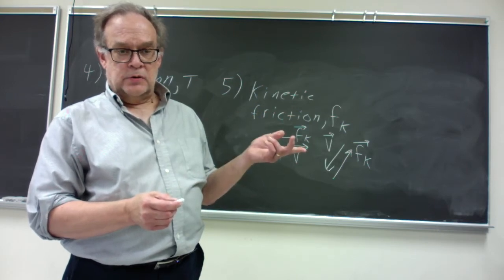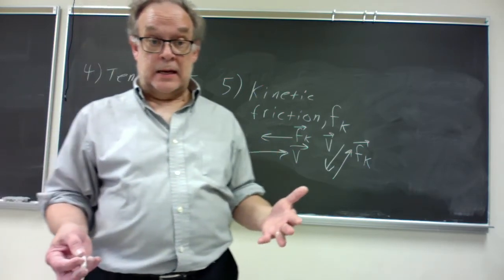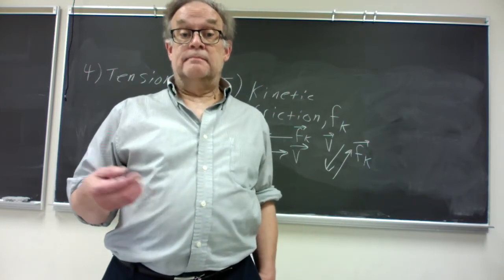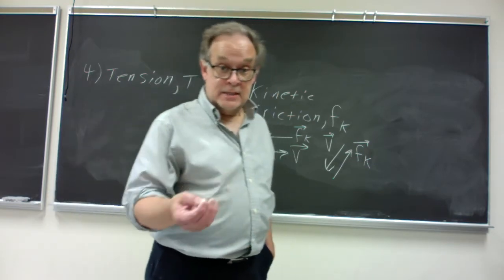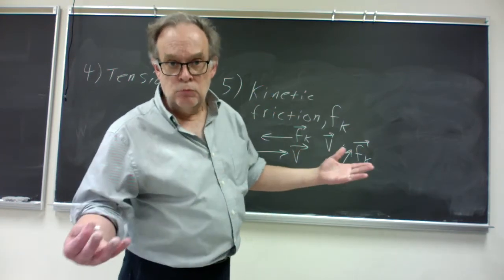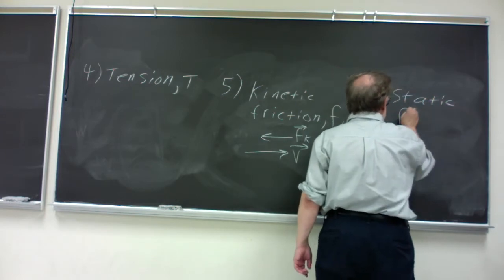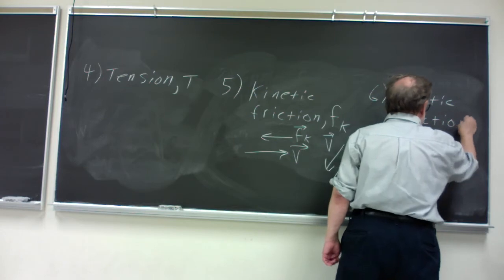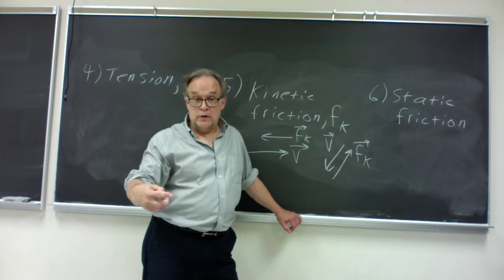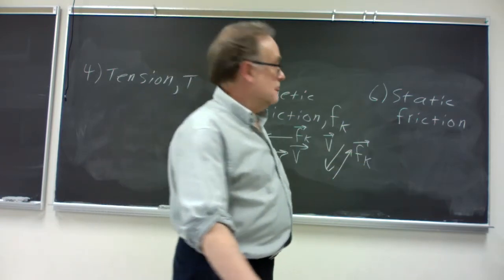The next kind of friction deals with an object that's not sliding, an object that could slide, but actually isn't sliding, it's just stuck. And that we call static friction. Static meaning not moving, as opposed to kinetic meaning moving. Static friction will be acting on an object that isn't moving. Kinetic friction will be acting only on an object that is moving, sliding across a surface.